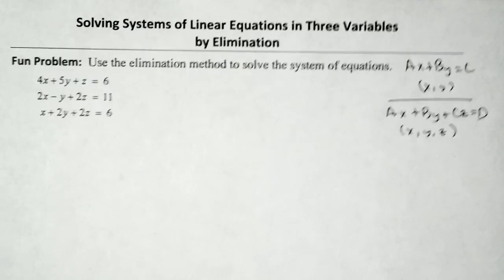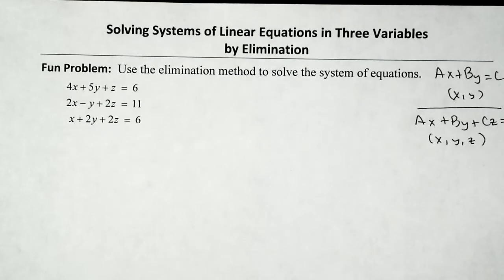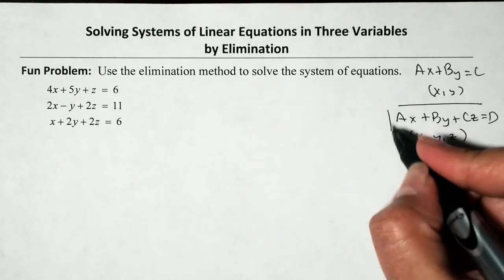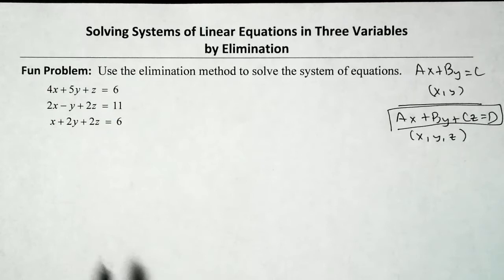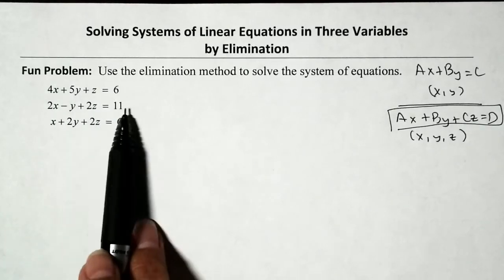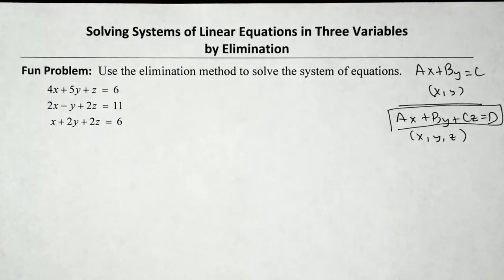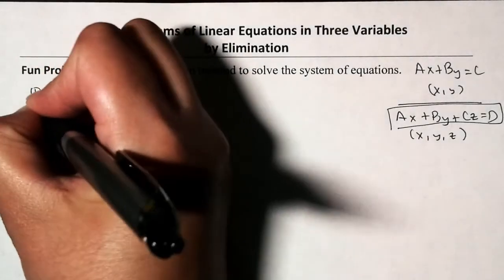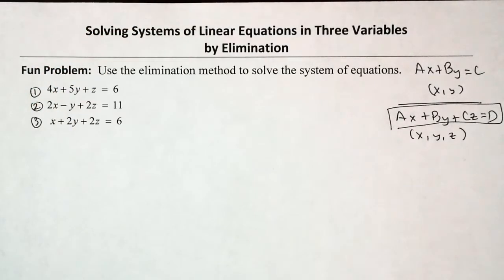So to solve a system of equations in 3 variables by elimination, our first goal is to make sure that all the equations are in standard form. We have x, y, z equals constant, so we're good. So now we are going to make 2 pairs of equations and eliminate the same variable from each pair. It doesn't really matter which variable you decide to eliminate. Our work could look different, but we'll get the same answer.